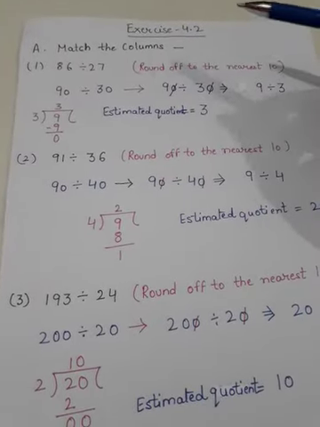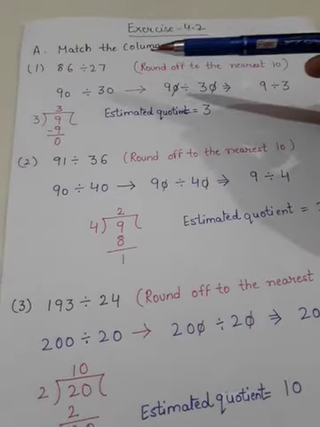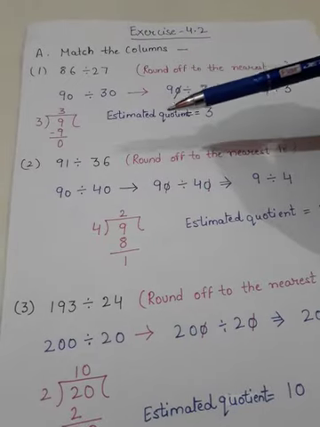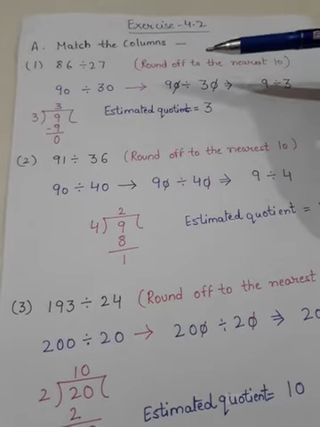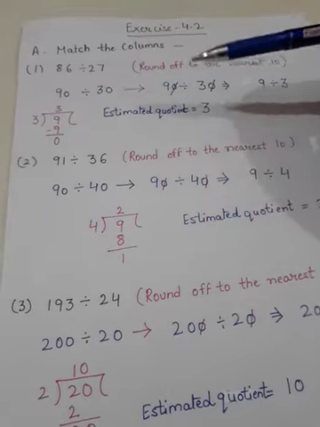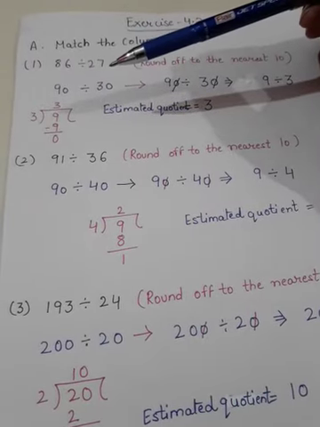Now here I am starting exercise 4.2. Question number A is match the column. I am solving it here for you, but you can match also in your book, and you have to solve in your notebook also, right. First is 86 divided by 27.